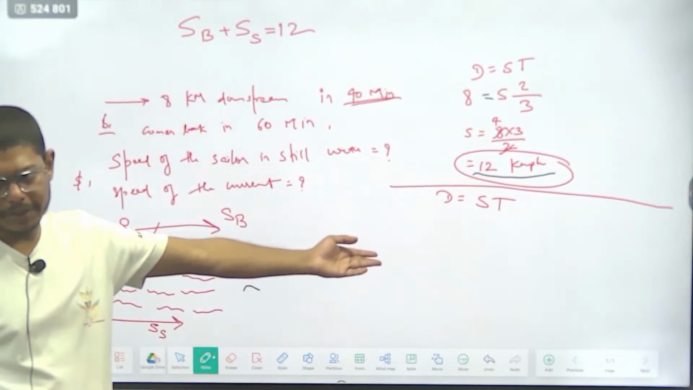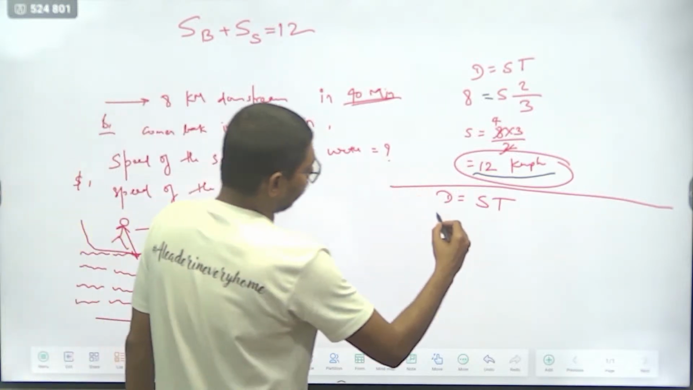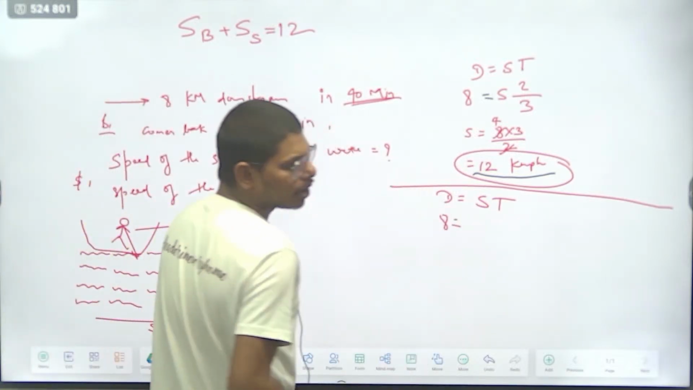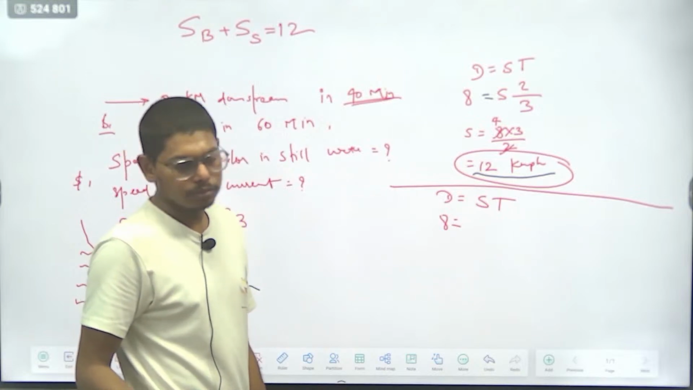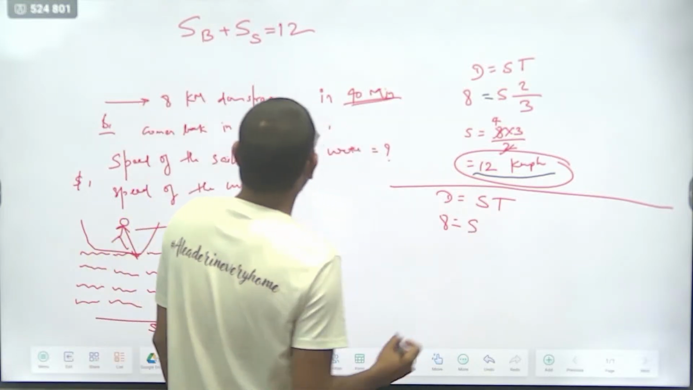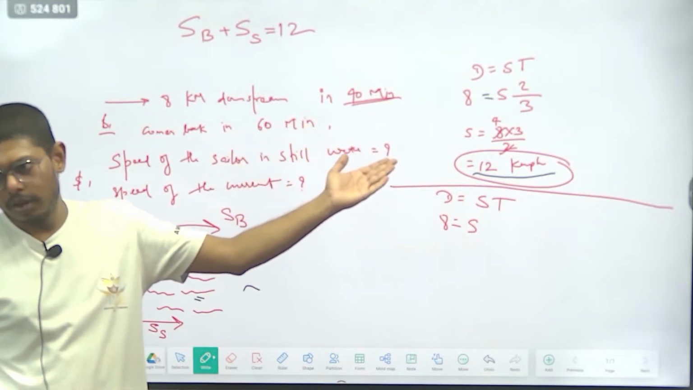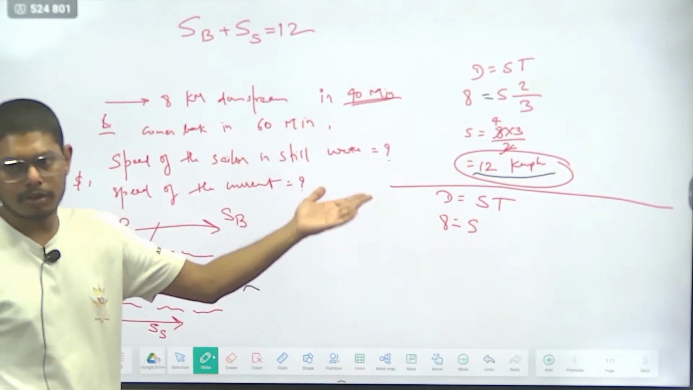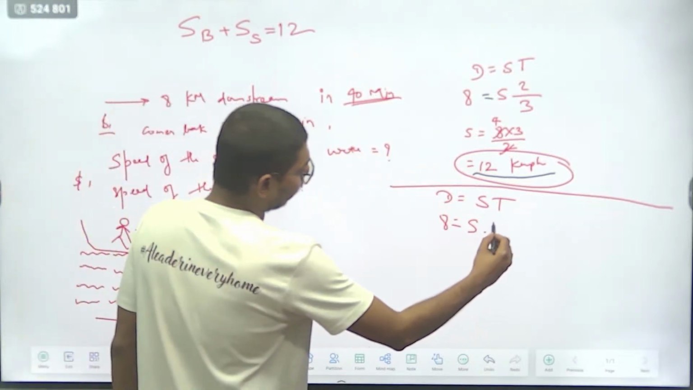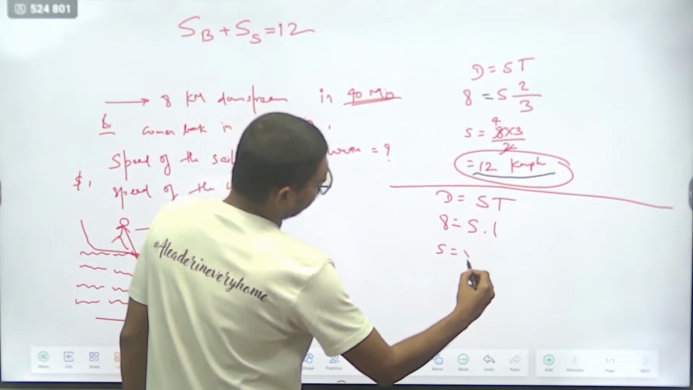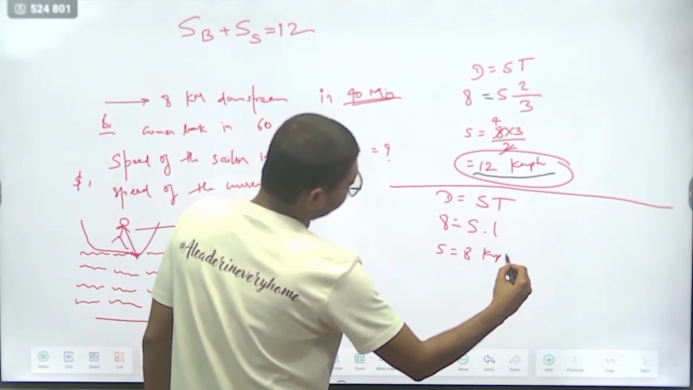D will be equal to st again, right? Distance will be the same, 8 kilometers. Speed, we don't know. Time, 60 minutes, so 60 by 60. We want to change into kmph. Which means speed is equal to 8 kmph.